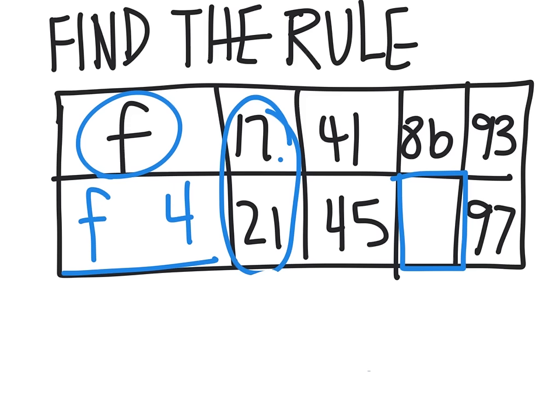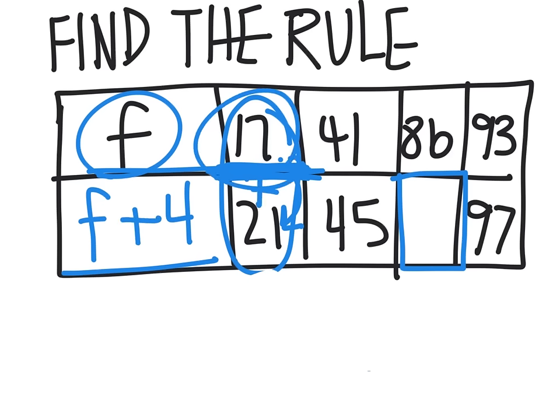So I look at my top row, because that is F, and I need to decide, am I getting bigger or smaller? Am I adding on to whatever F is, or am I taking away? The top row is always smaller, so I'm adding to get to the bottom row. So whatever F is up top, I add 4 to it, and I get my bottom row. So 17 plus 4 is 21. I'm going to go back and check my work.